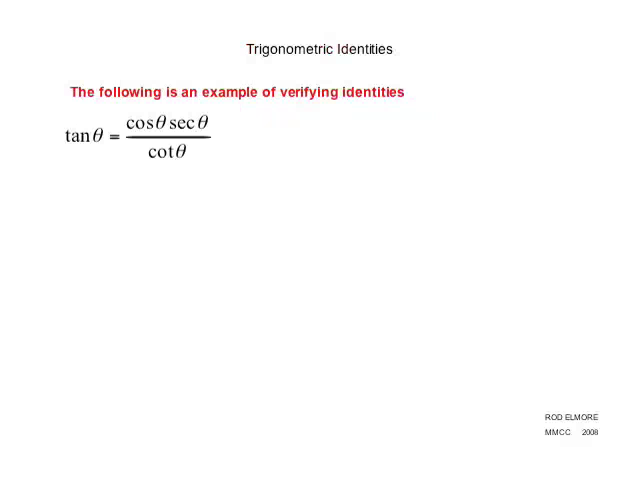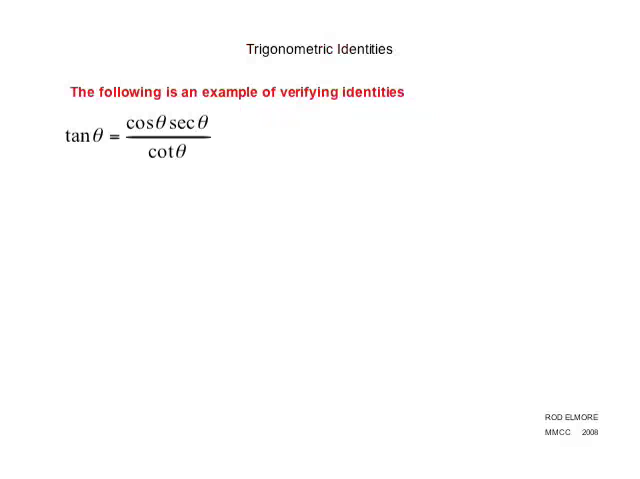So if tangent theta equals cosine theta secant theta divided by cotangent theta is an identity, then no matter what we put in place of theta, the left side will equal the right side. Another way to look at that is that really the left side is just another name for the right side. They're really the same thing with two different names. So what we're going to do is manipulate each side until they end up to be the same thing.